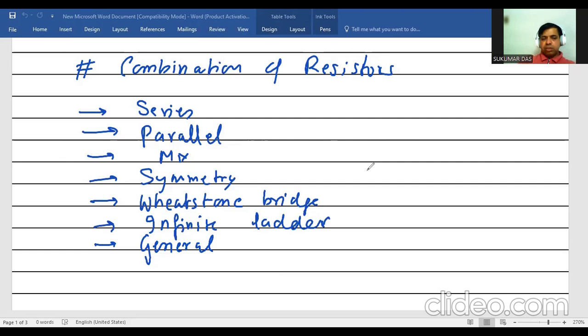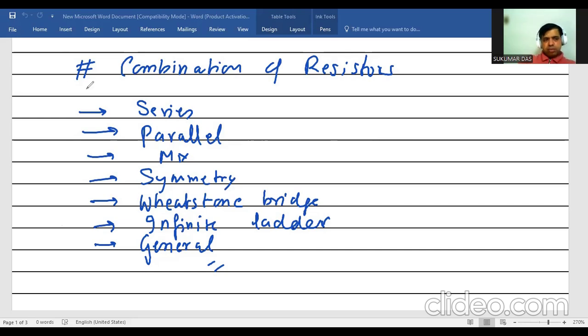Now to do all of this, obviously series and parallel are the most basic ones. For symmetry, we can use the mirror image concept. For Wheatstone bridge, we have to check whether it is balanced or not. For infinite ladder, you will normally get one quadratic equation which you will solve. For a general one, you have to apply many concepts together. So let's see one question based on this.